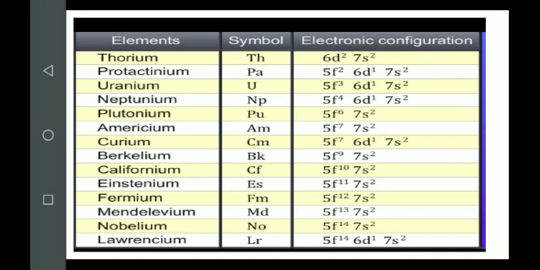But most of the time you will observe that the 5f orbital is progressively filled.